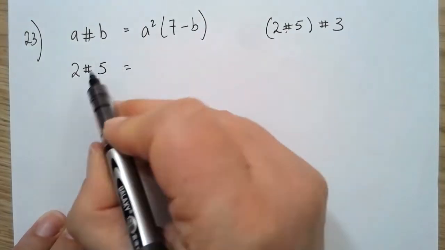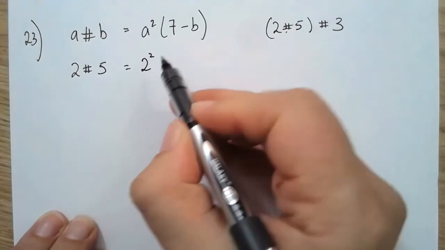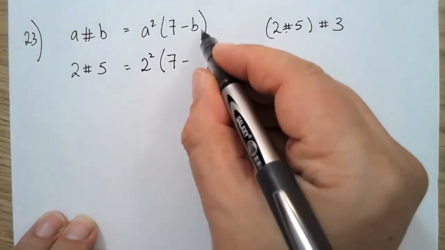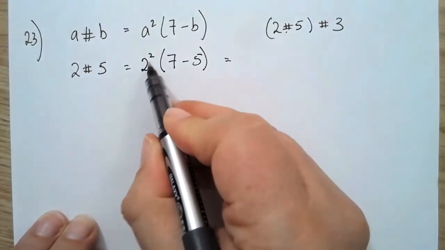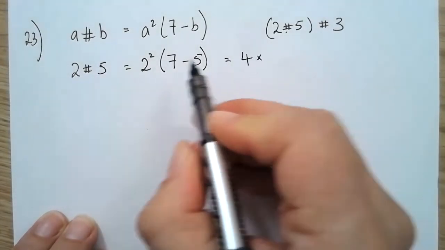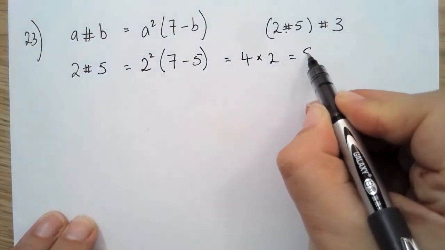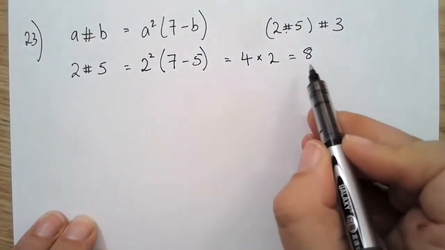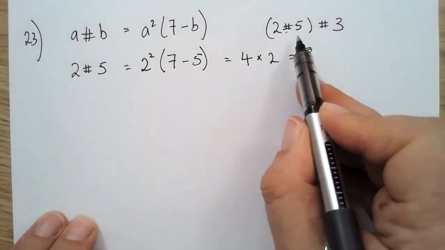Everywhere I've got an A, I substitute it with a 2. There's only one of them, so I just put a 2 in here, it's 2 squared. 7 subtract B, which is 5. Therefore, this becomes 4 multiplied by 7 subtract 5, which is 2. Therefore, the answer is 8. So now we know what 2 hash 5 is. We can replace that up here.